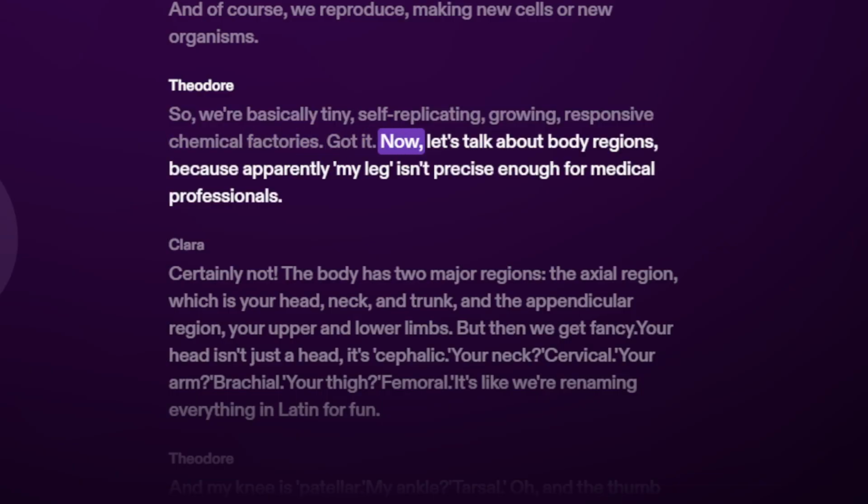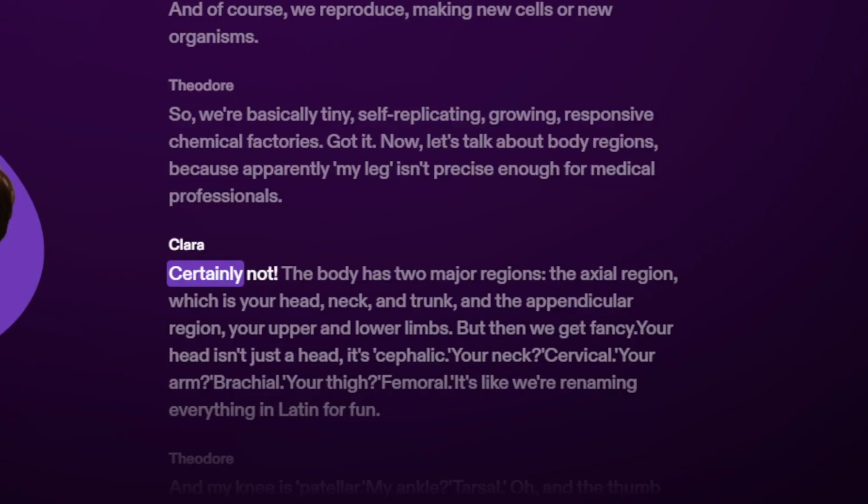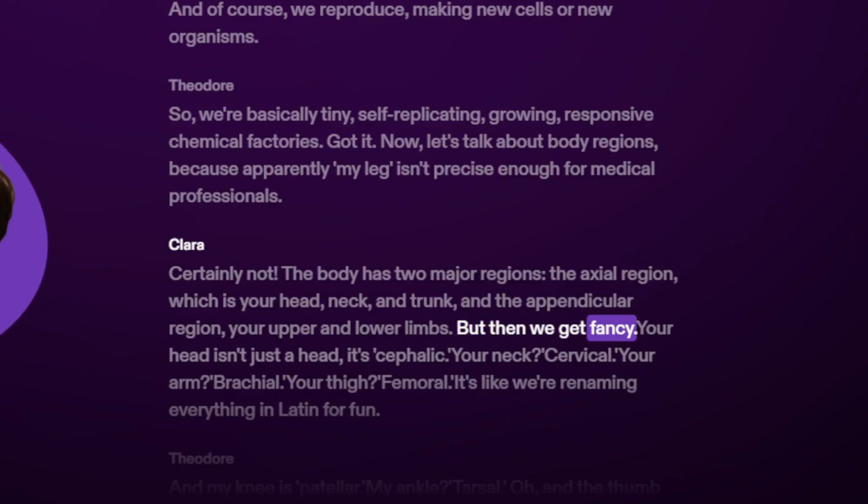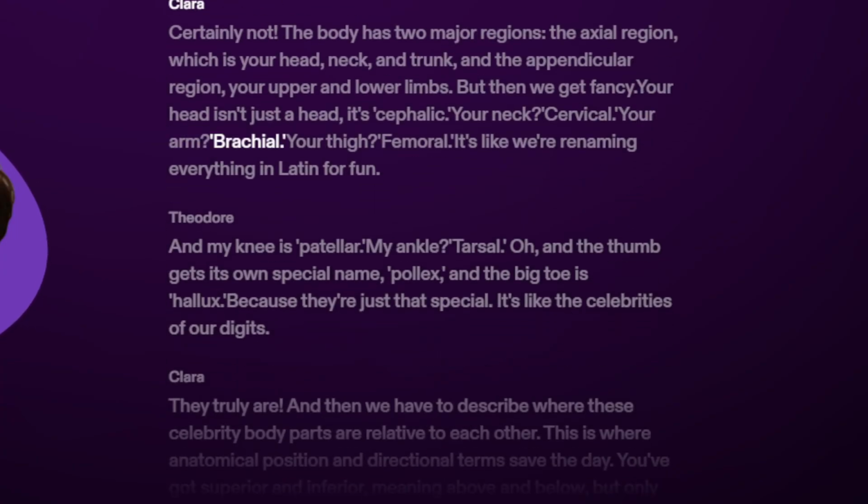Got it. Now, let's talk about body regions, because apparently my leg isn't precise enough for medical professionals. Certainly not. The body has two major regions, the axial region, which is your head, neck, and trunk, and the appendicular region, your upper and lower limbs. But then we get fancy. Your head isn't just a head, it's cephalic. Your neck, cervical. Your arm, brachial. Your thigh, femoral. It's like we're renaming everything in Latin for fun.